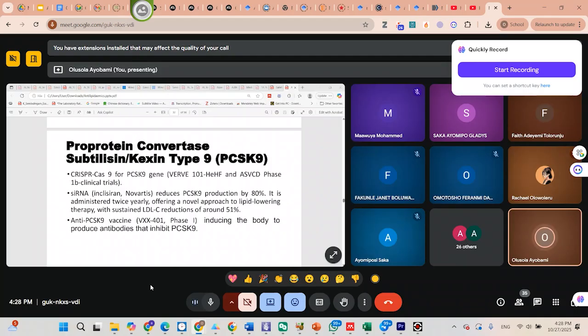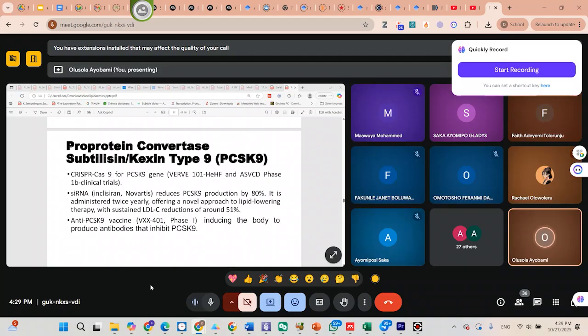So we have siRNA like inclisiran, made by Novartis, and this reduces PCSK9 production by 80%, and it's administered twice yearly. Isn't this beautiful? This is the beauty of drug discovery. You just go to the hospital, take your drug twice a year, and you are okay. No problem with cholesterol. You have enough LDL receptors in your body to mop up cholesterol. And this reduces low density lipoprotein cholesterol by around 51%.